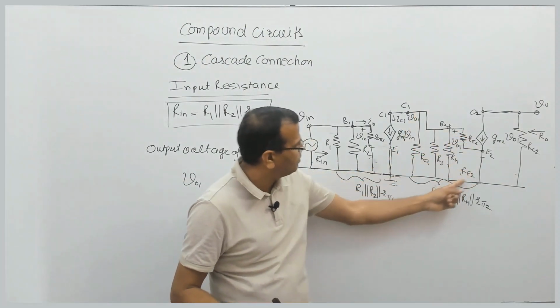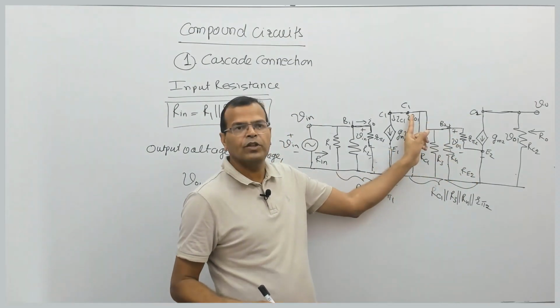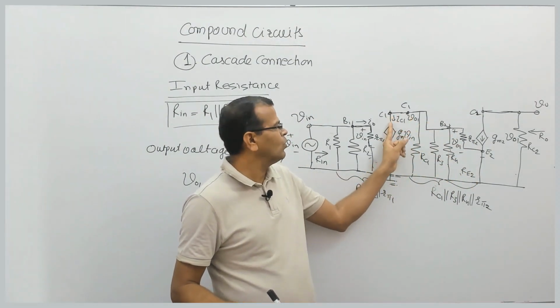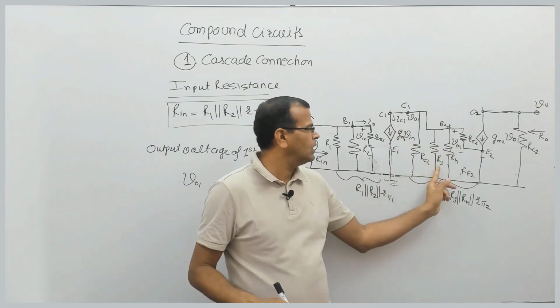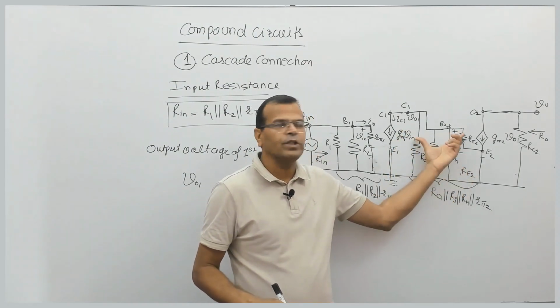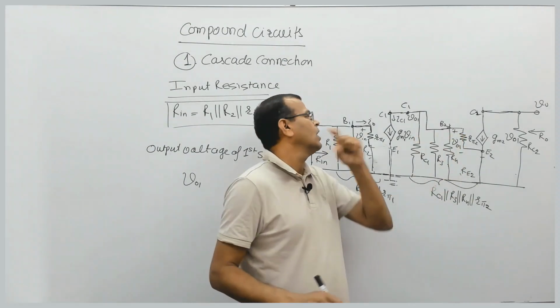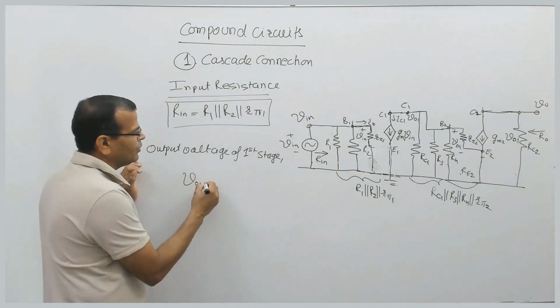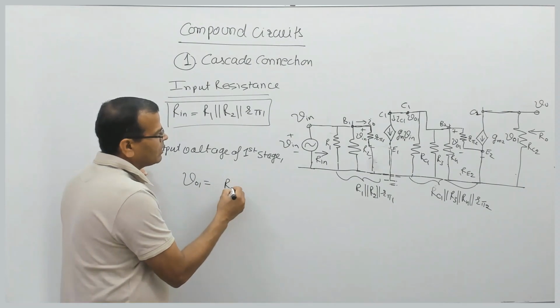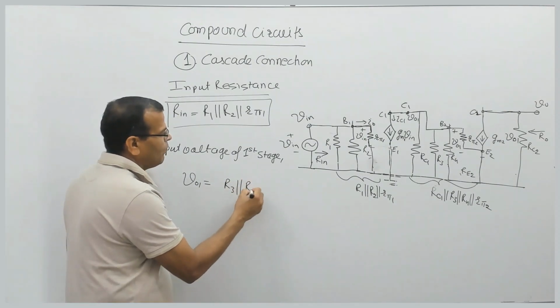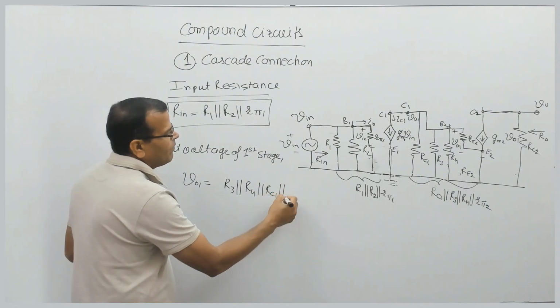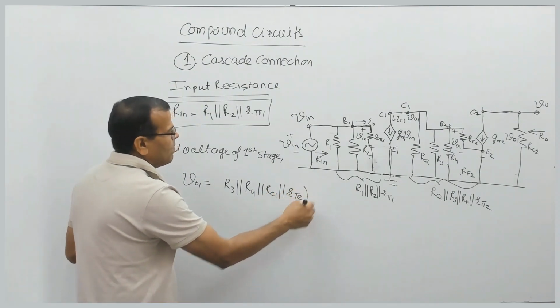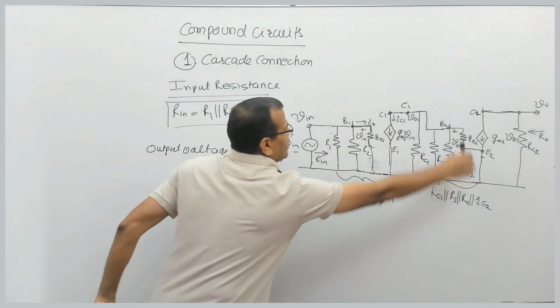You can see that V01, the output voltage of the first stage, is the voltage across this parallel combination, and the current through this combination is this. So this current will be going up through the parallel combination of these 4 resistances. So the output voltage of stage 1 will be R3 in parallel with R4 in parallel with RC1 in parallel with R pi 2 multiplied by this current going up.